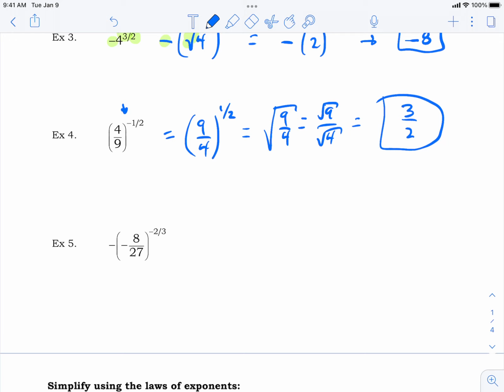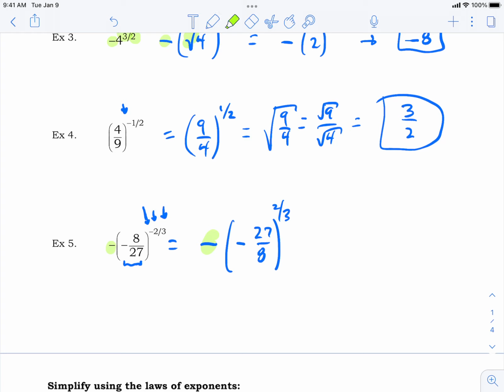Okay, ready? First of all, this negative in front has nothing at all to do with that exponent. Nothing. So in fact, maybe what I'll do is I'll highlight that and I'll say it equals negative. And that negative is just coming along for the ride. Now, meanwhile, I'm going to have to do a 3-part exponent here on the negative 8 over 27. So if I flip it first, just because I can, I don't have to, but I can, I'm going to flip it first. Now my exponent is positive.